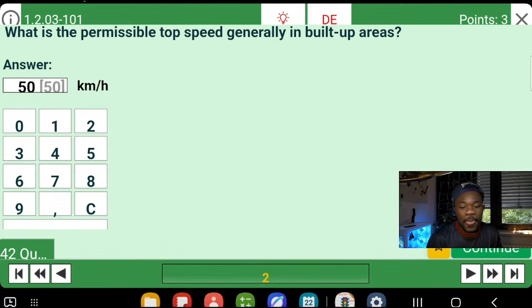Everybody take note. Remember, when you go for the exam and you're driving in a built-up area, you need to respect the speed limit. Going above speed limits can cause you to fail your exam. So at all times watch your speedometer to be sure you're not exceeding the speed limit. In a built-up area, the maximum speed is 50 kilometers per hour. Take note.